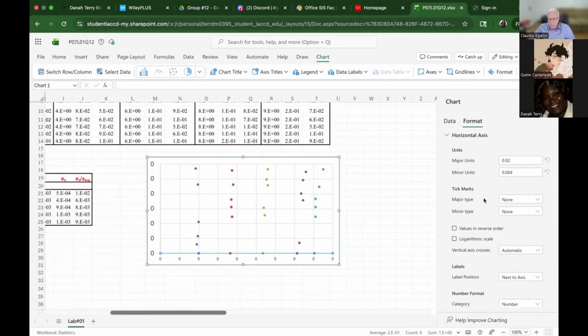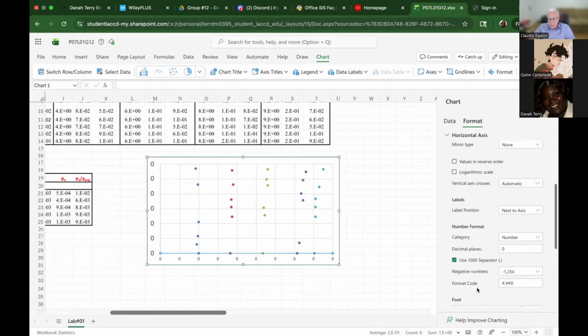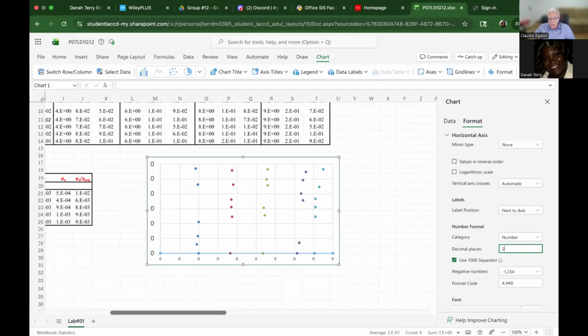Number format. See that at the bottom? Category, number. So you have it on number. Now decimal places. Yeah, here you go. You're good. Now put decimal places there. Put 2 decimal places instead of 0, put 2. Okay, now get out of that box.